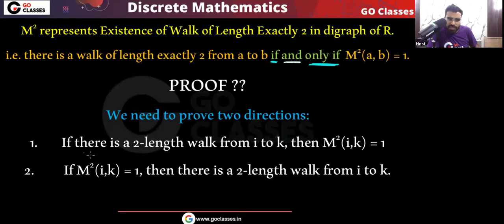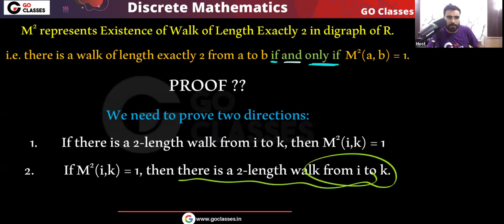What is 1? 1 is saying if there is a two length walk from vertex I to vertex K, then the IK entry will be 1. This is what I need to prove. Also, I need to prove the reverse direction. It means that if the IK entry is 1, then I need to guarantee that there exists a walk of length 2 from I to K.